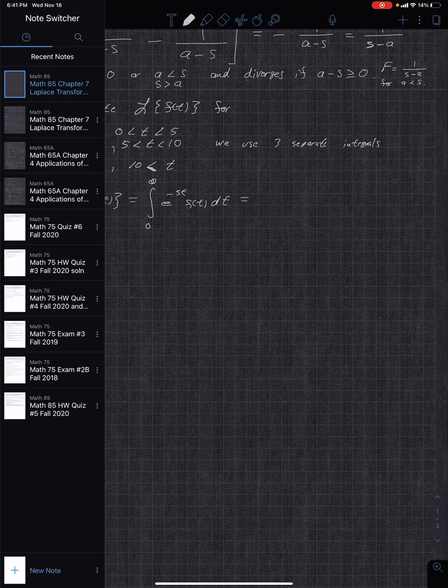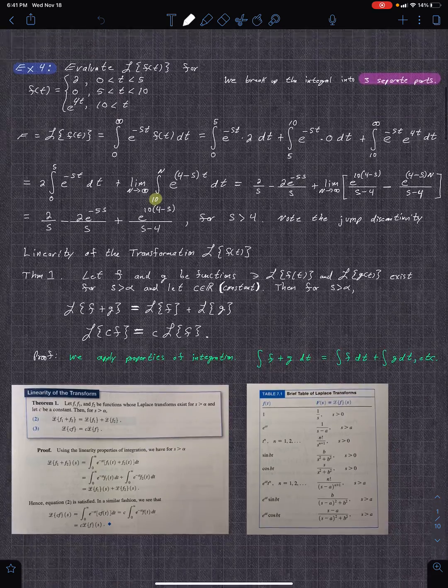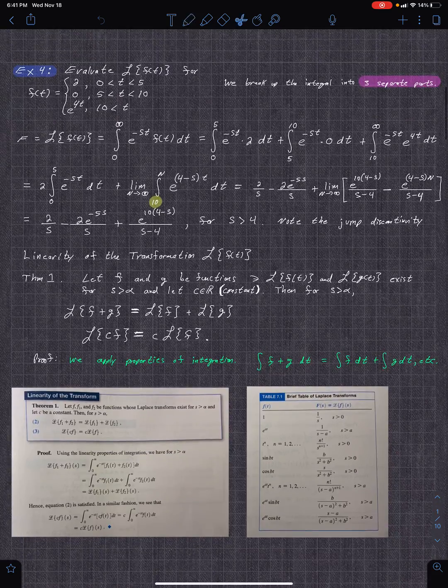Okay, so this is example 4, so it's right here. If you have my notes already, you know where that is. So where did I go to? I think I went to here. Okay, so here's the solution.